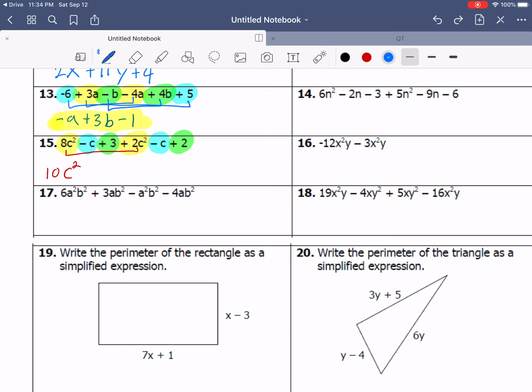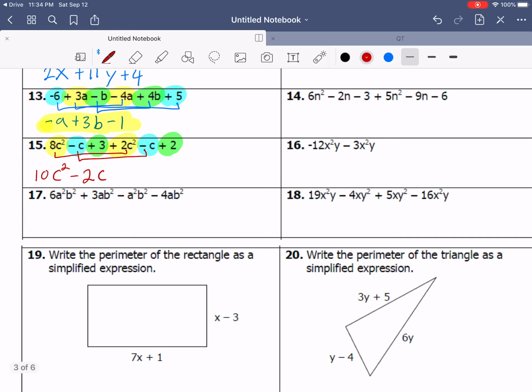Next, negative c minus c. Negative 1 minus 1 is negative 2c. Okay? If you're confused, that part is negative 1c minus 1c. There's a hidden 1 here, right? Negative 1 minus 1 is negative 2. That's why. Last one, positive 3 and plus 2 will give you plus 5.